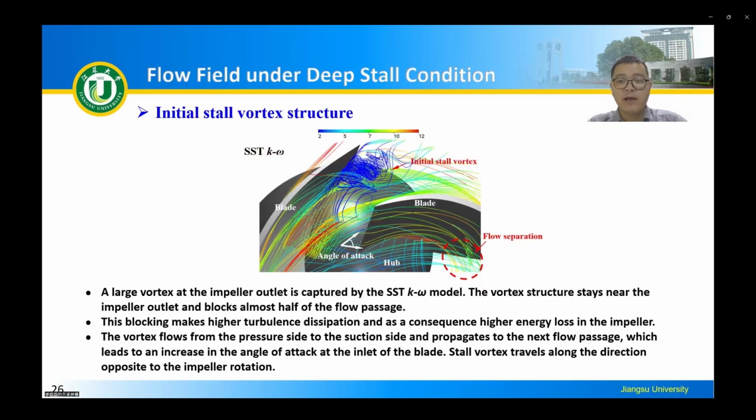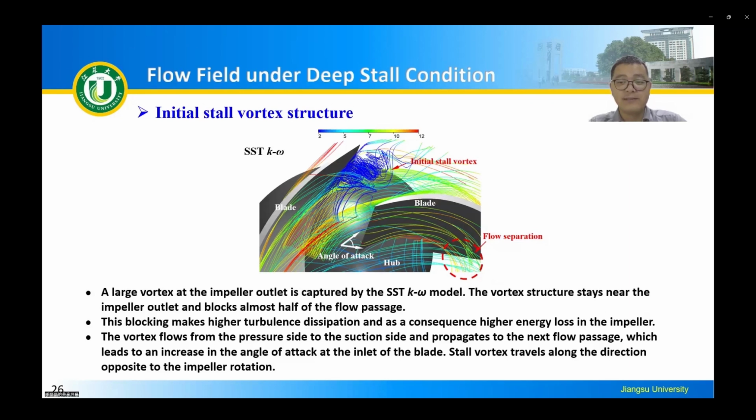We found that a large vortex at the impeller outlet is captured by the SST k-omega model. The vortex structure stays near the impeller outlet and blocks almost half of the flow passage. And this blocking makes higher turbulence dissipation and, as a consequence, higher energy loss in the impeller.